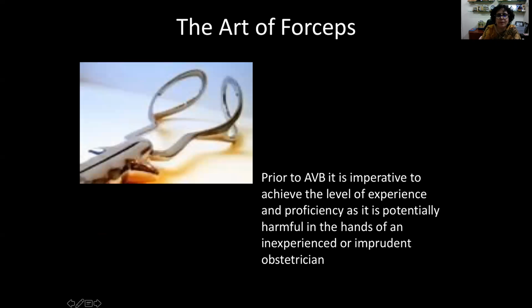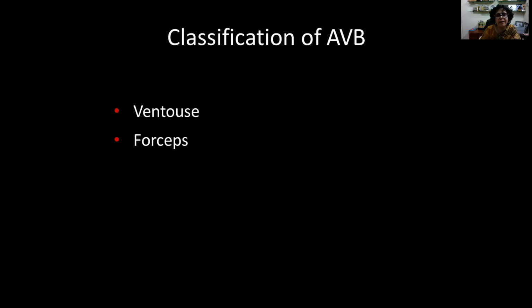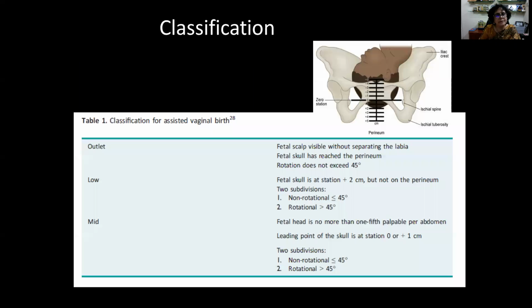Now, the art of the forceps. Prior to the assisted vaginal birth, it is imperative to achieve a level of experience. Proficiency at it is potentially harmful in the hands of inexperienced and imprudent obstetricians. So it's very, very important to know about. We can divide it into two classes: first is the ventouse and another is the forceps. The classification is like this.